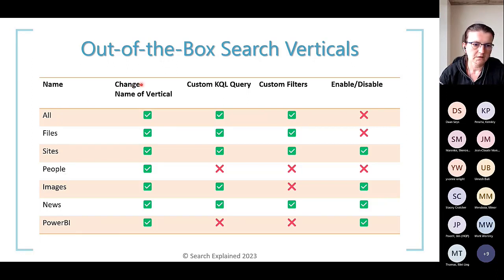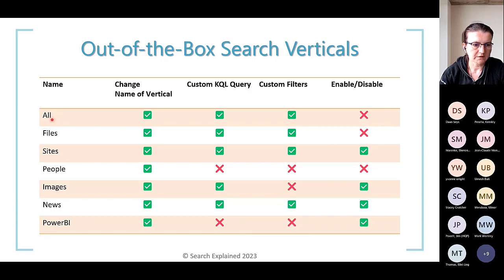And then these are the different settings. So change the name of the vertical, custom KQL query, which I just showed you, which can be used to limit or filter the results, custom filters, which are on the top, and also you can enable and disable most of those verticals. So what this table summarizes is what you can do with each of these out-of-the-box verticals.